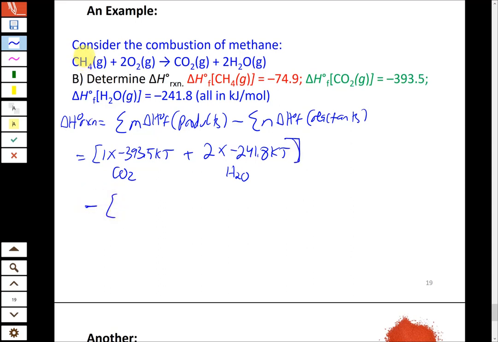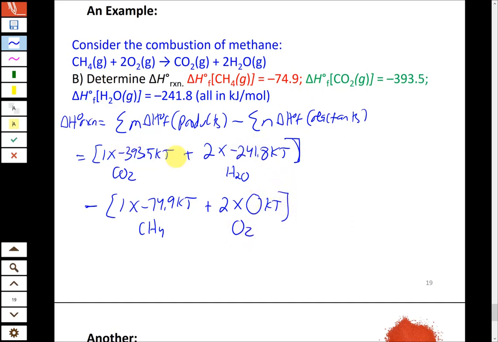And then we're going to subtract from that everything on the reactant side. For the reactant side, we have 1 mole of CH4. Its delta H of formation is minus 74.9. And then we have 2 moles of O2. What's the delta H of formation for O2 gas? 0, because it's an element in its standard state. It wasn't given to us, and that's just 0. We can just leave it out in reality.